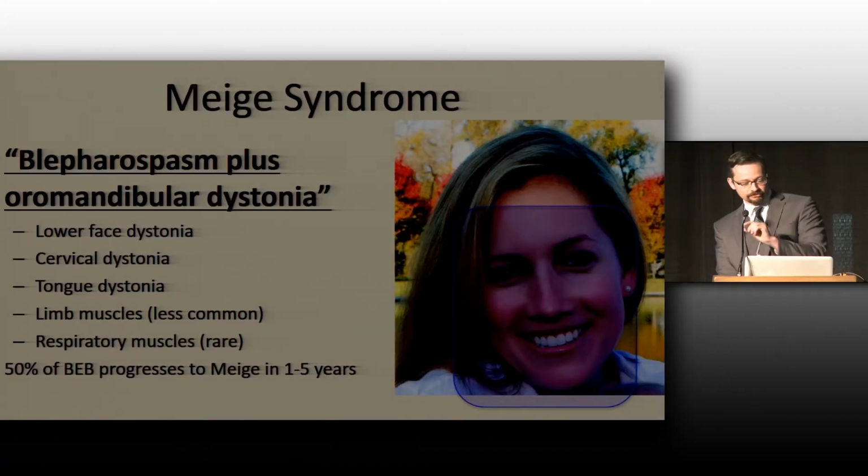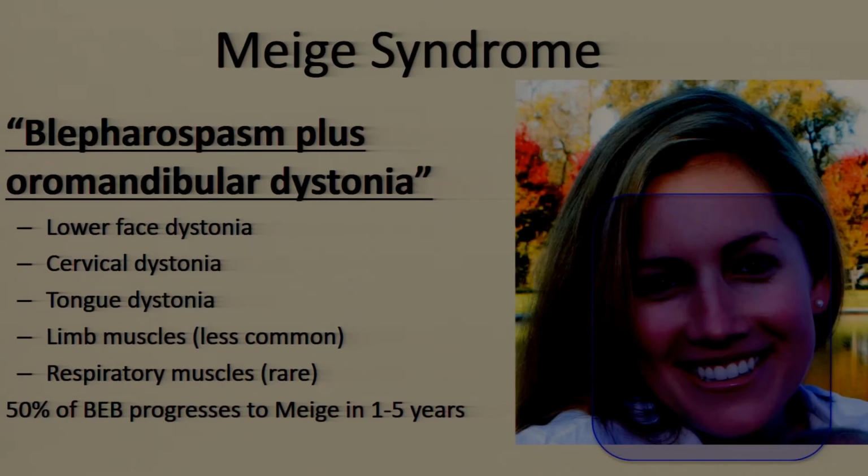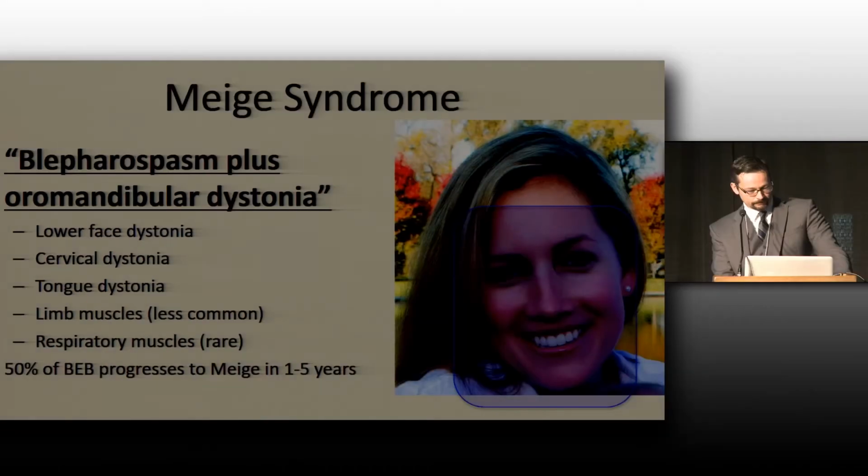Meige syndrome, I tell the residents, is a blepharospasm plus. The plus is lower facial dystonia, cervical dystonia, tongue dystonia. Limb muscles can be affected more rarely, and then very rarely we can have respiratory muscle involvement. Up to 50%, according to the literature, of patients with blepharospasm that seems to be isolated can progress on to Meige syndrome. Generally, if it's going to occur, it usually occurs within the first 5 years of blepharospasm.